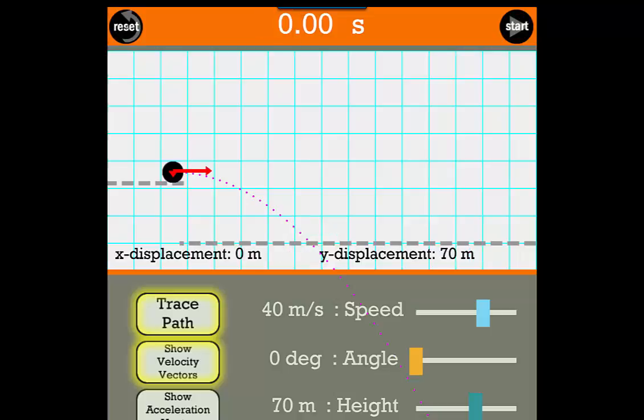And now let's do one more thing here. Let's go back up to 90. 88 might be close enough. Oh, there's 90. And let's change the speed. Okay, let's have the speed be 27 instead of the 40.